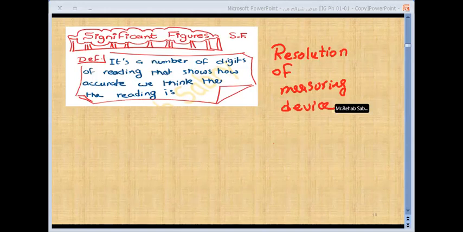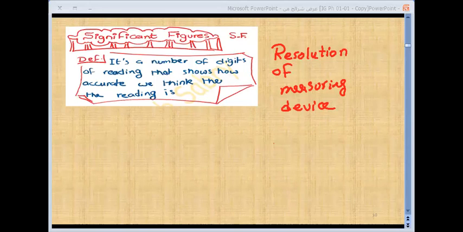What's meant by the resolution of the measuring device? The resolution of the measuring device means the minimum part or division of the scale of the measuring device. This is the resolution of the measuring device. It has other names, by the way, and it's related to something called the precision, but let's use the word resolution.